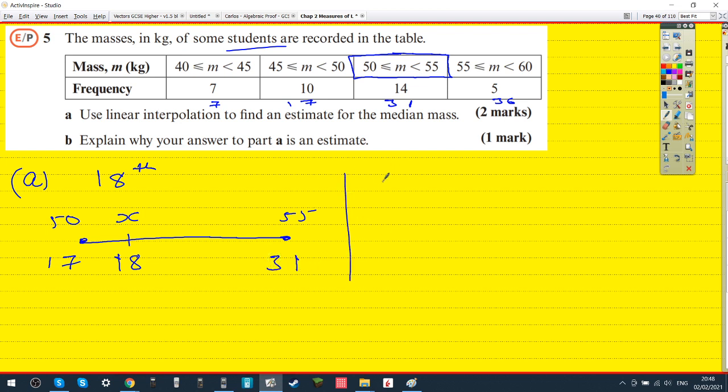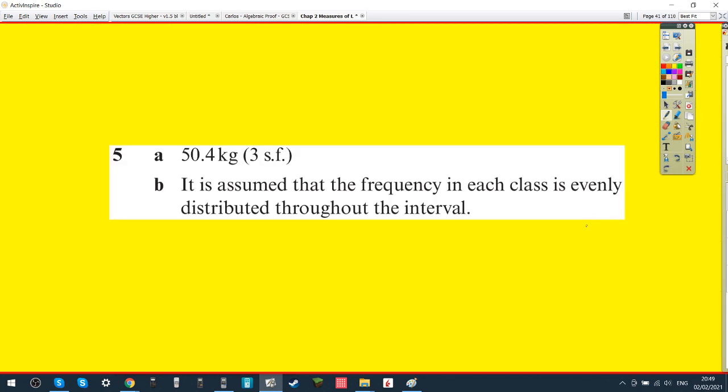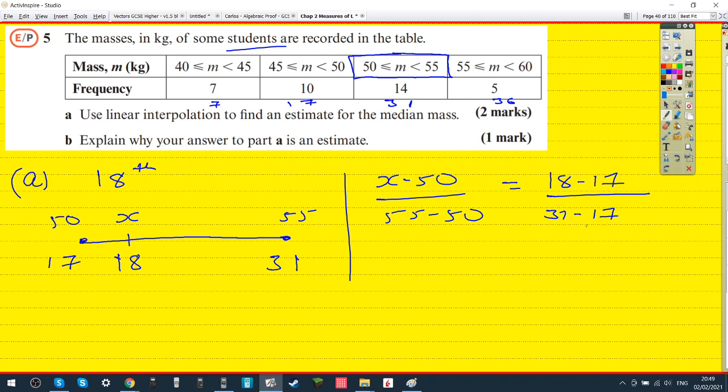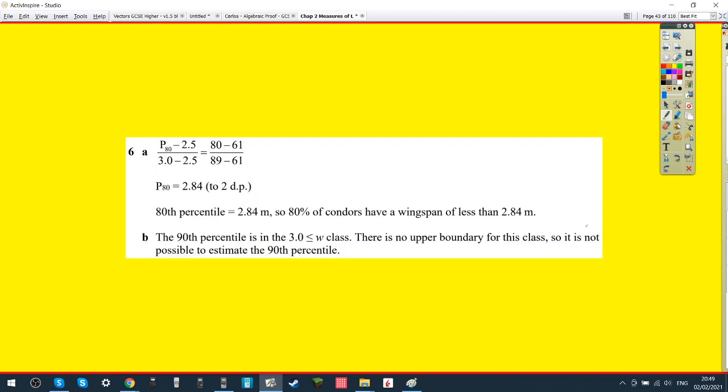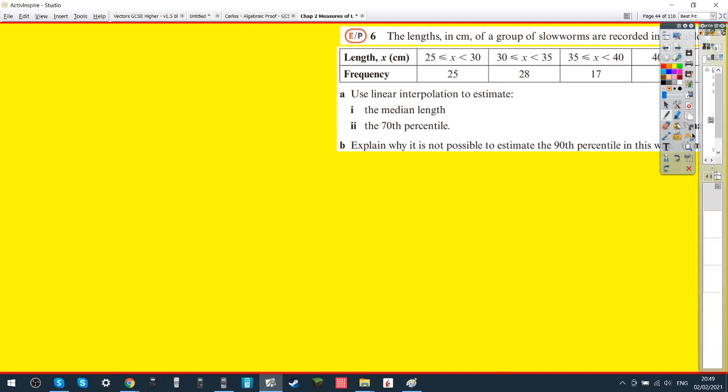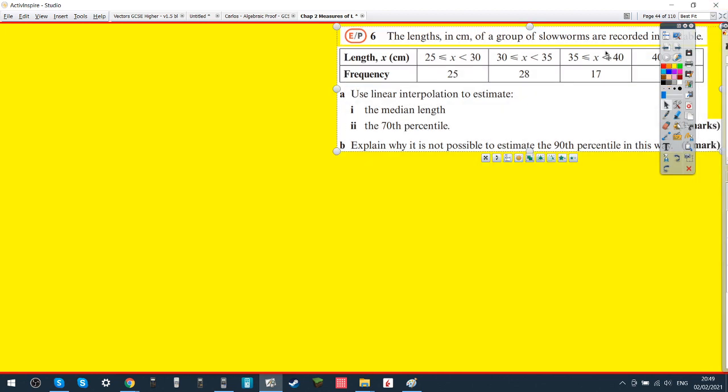And then use the equation. Go on, what is it? X minus 50 over 55 minus 50. Yeah. Equals 18 minus 17 over 31 minus 17. That's it. Then it goes in the calculator. Let's see. Oh, okay. That's 50.4. Great. Alright, better do it again. Do I have any more? Yep. Okay. It's a good one.